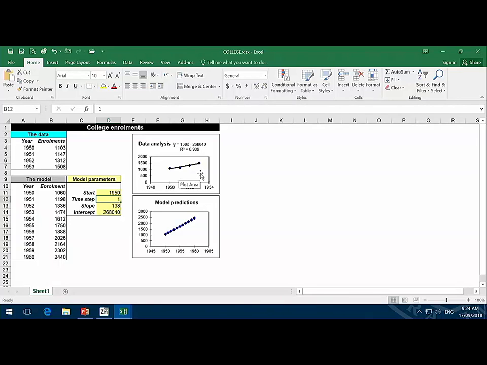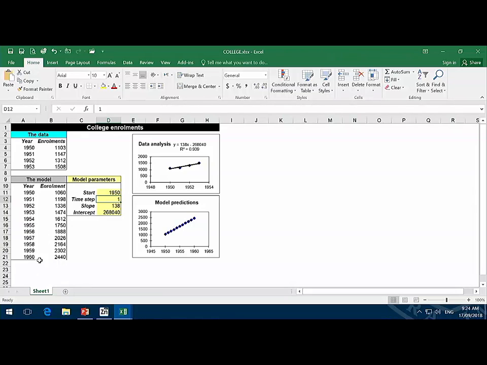This is basically linear regression. We'll draw the best straight line we can through those points, and we can work out the relationship between year and number of enrolments, which is this equation. That's our best straight line model: y equals 138x minus this number here. Then we'll run our model from 1950 into the future.